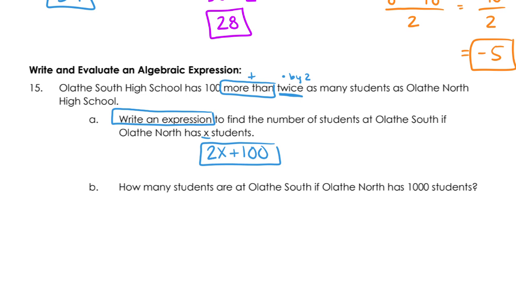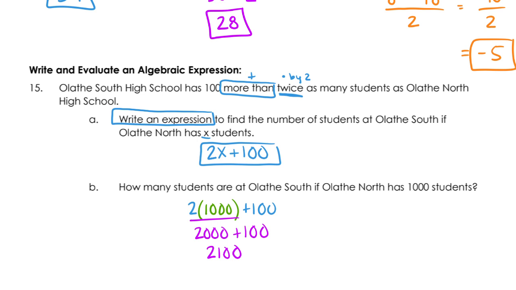And then part B says how many students are at Olathe South if Olathe North has 1,000 students. So now we're going to actually plug that in. So using our expression, we have 2, and then in parentheses we have 1,000, and then we're going to add 100 to that. So then we have order of operations again. Are we going to multiply first or are we going to add first? We are going to multiply. So we have 2 times 1,000 would be 2,000 plus 100 would then be 2,100 for our final answer here.